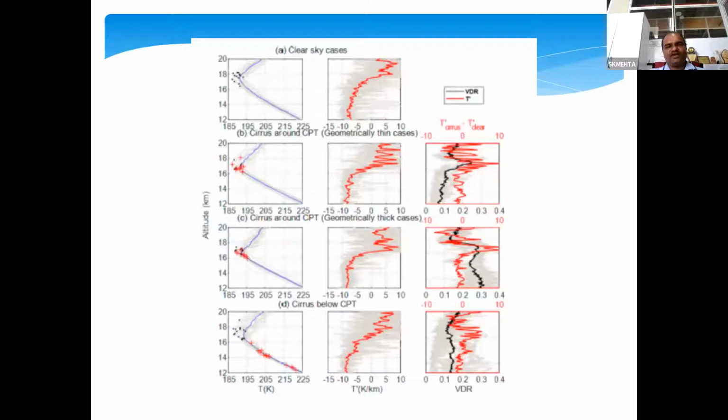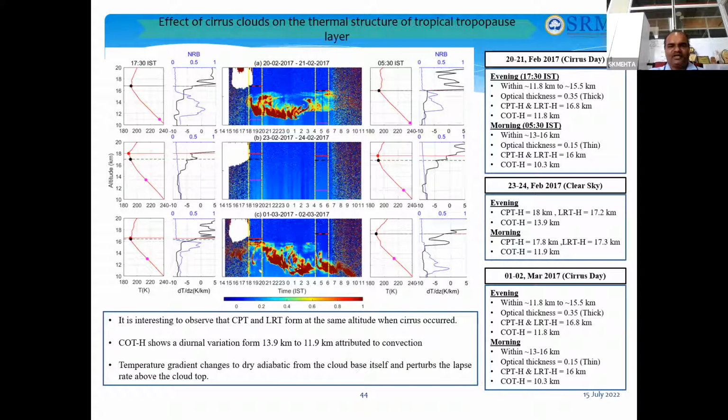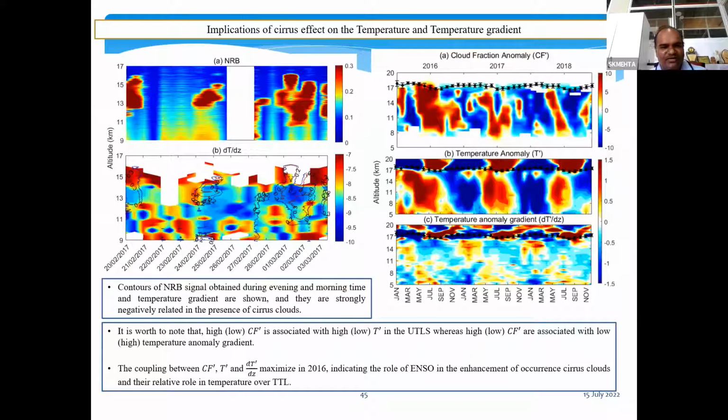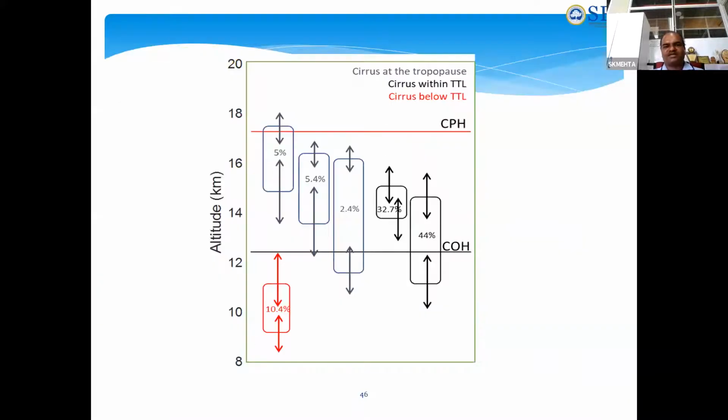Then we repeated the same work with the MPL observations, and again we see an effect from the cirrus cloud. A very nice paper by Sen et al. also saw very nicely that the cirrus cloud plays a role in the warming there. Then we categorized the different types of cirrus cloud, subvisible cirrus cloud and optically thick and thin cirrus cloud, to understand more clearly the role of each.